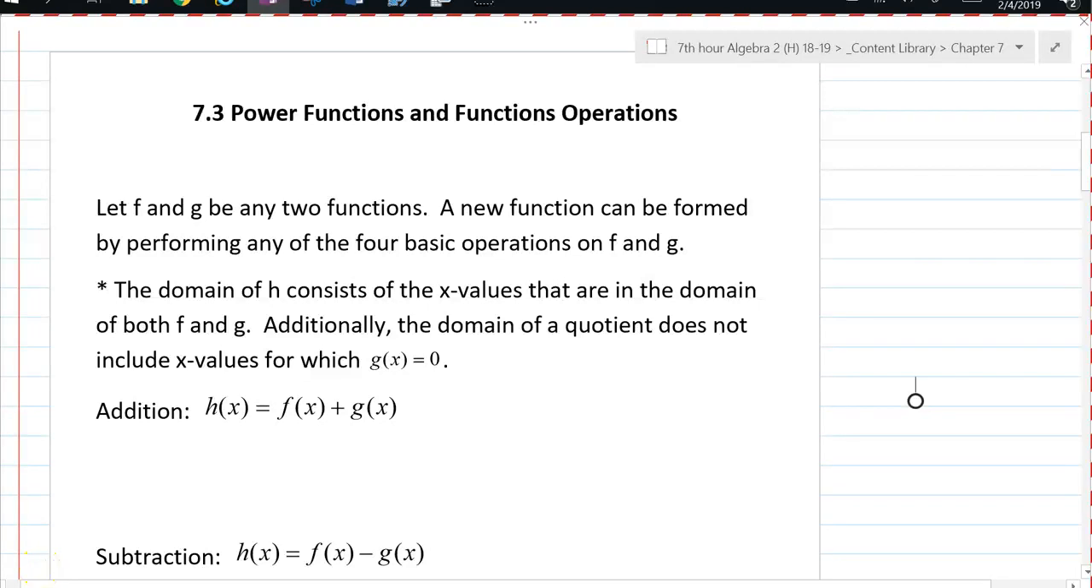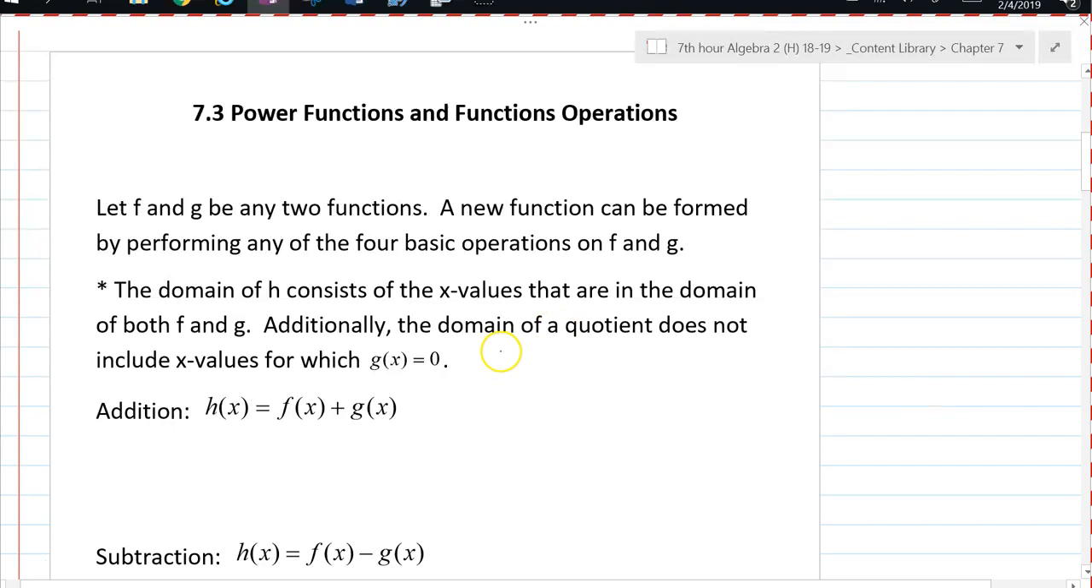We're going to look at what happens when you take two functions and do the four basic operations on them. What happens, we get a new function. So when we add two functions together, or we subtract or multiply or divide, we form a new function. When that happens, the domain of the new function will consist of all the members of the domain of both the two functions that we either added together or subtracted.